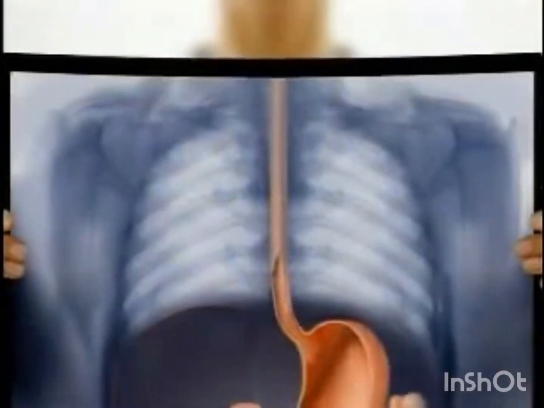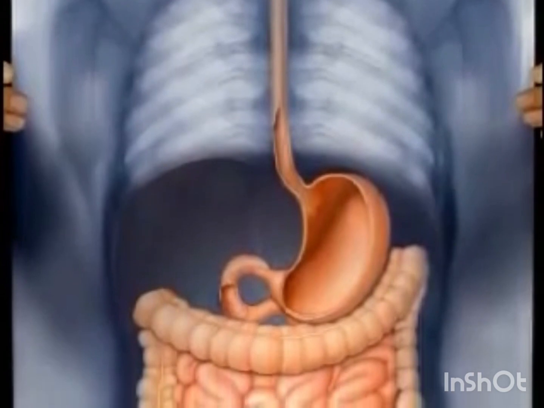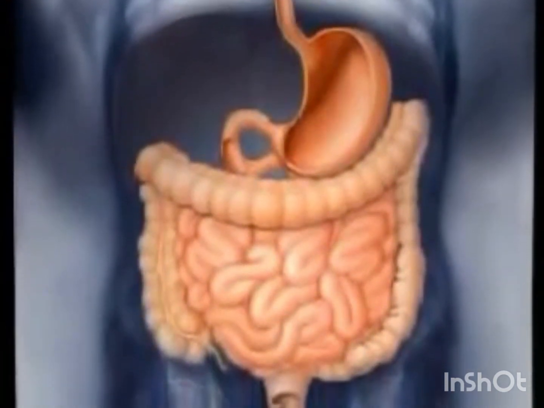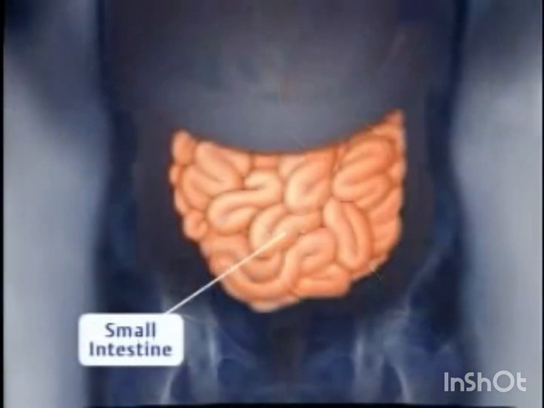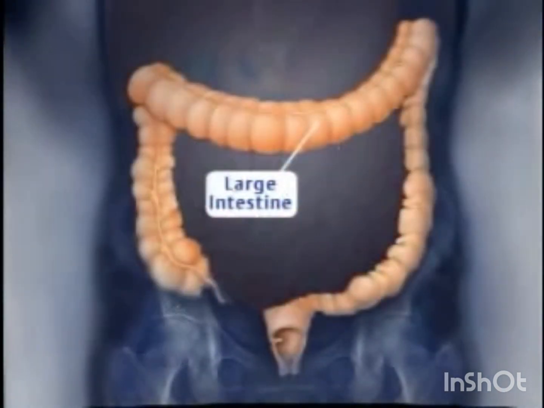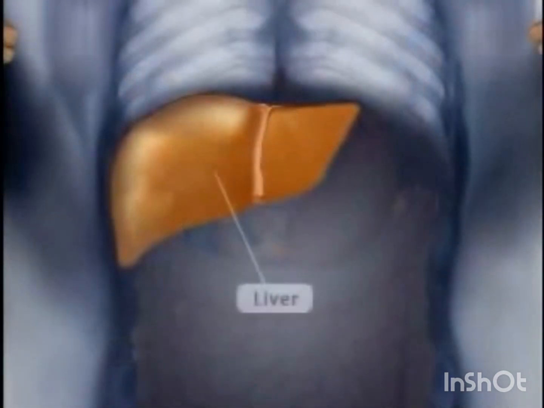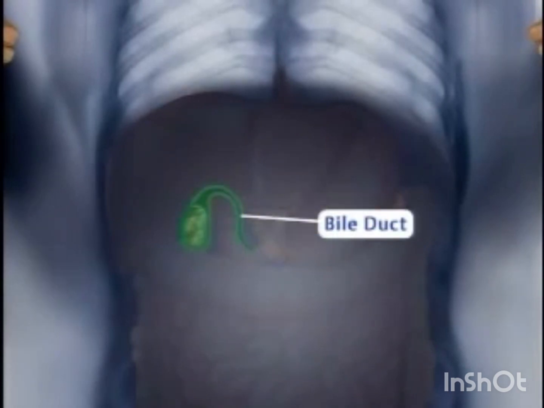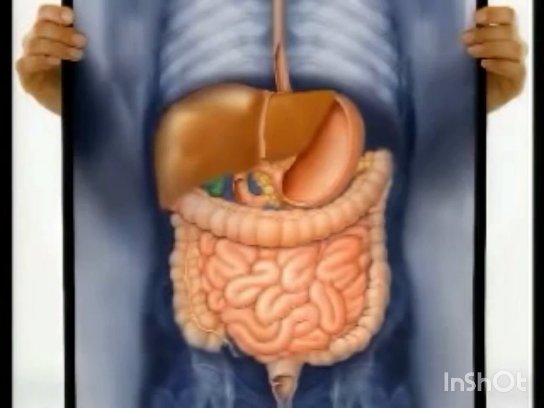The digestive system is divided into 2 main areas. The first area includes the long, winding, muscular tube that goes from your mouth to your rectum and includes the esophagus, the stomach, the small intestine, the large intestine, and the appendix. The second area includes the liver, the pancreas, the bile duct, and the gallbladder, which help the other organs digest your food.